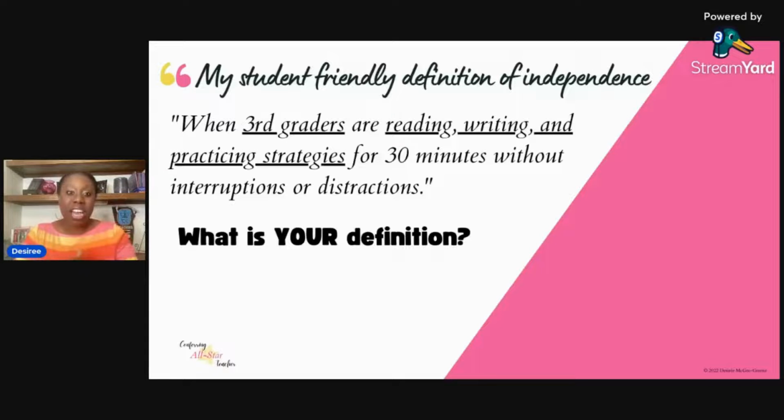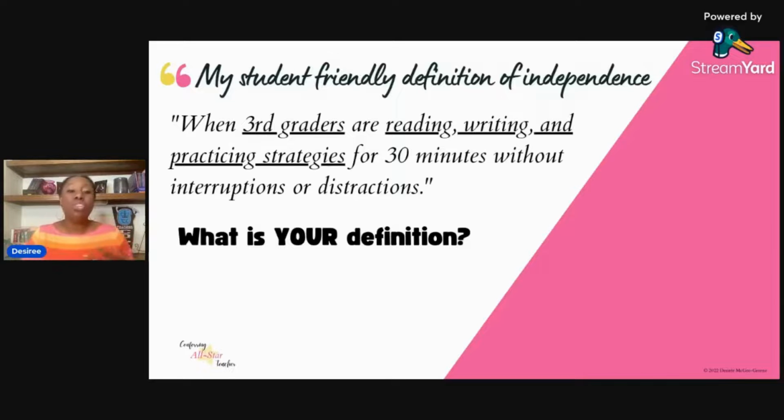And then the next thing I underlined was reading, writing, and practicing strategies. The reason I underlined that is because I want to convey to students that we can't just sit there with our book or our writing piece and do nothing and count it as being independent. Right? There has to be some productive work going on to qualify as being an independent learner. So you can state whatever it is that you want them to do that will show you that they're being independent.